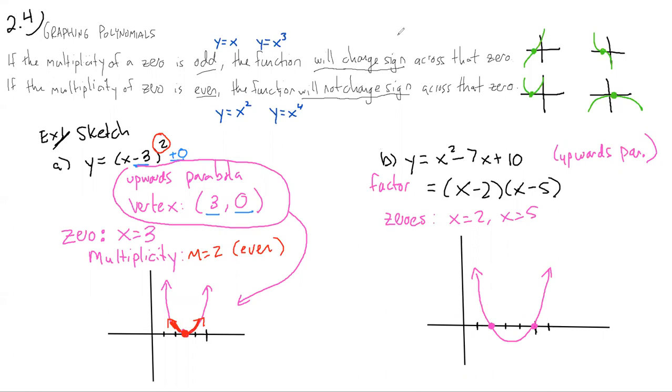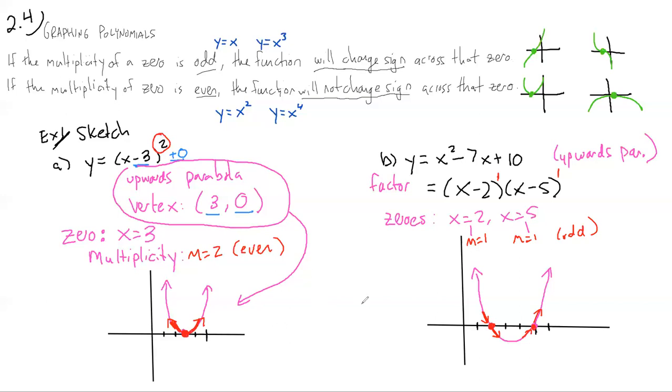And then what we're going to see here, again, we're going to look at the multiplicity. Both of these are just to the power of 1, so both of them have multiplicity 1. Both are odd, and in both cases, you'll see that the curve goes through the point. Instead of sort of bouncing back like we had on the parabola on the left.